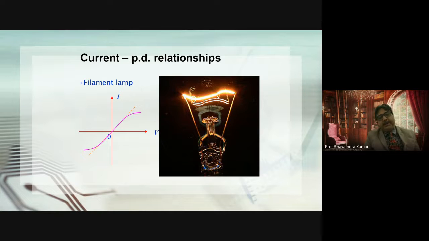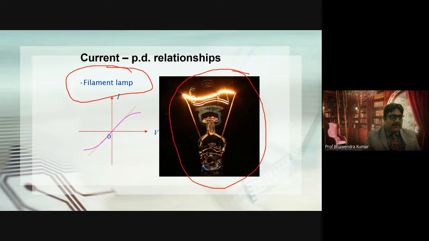Okay, so you can write it. They will ask this as a graph, and they will ask this is a current potential difference relationship for which element? Four options will be given. So which element will you choose here? Filament lamp. I hope you understand what a filament lamp is. Nowadays you don't see bulbs like this, but in your childhood you must have seen them. Still at very few places this type of bulb is there.